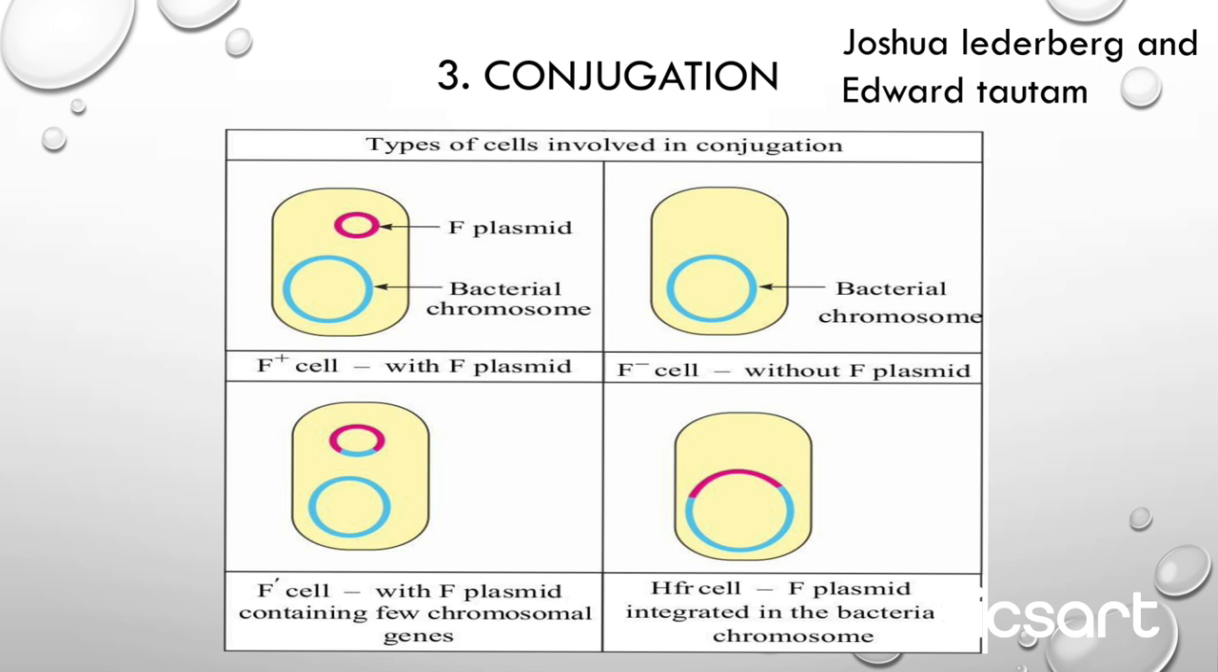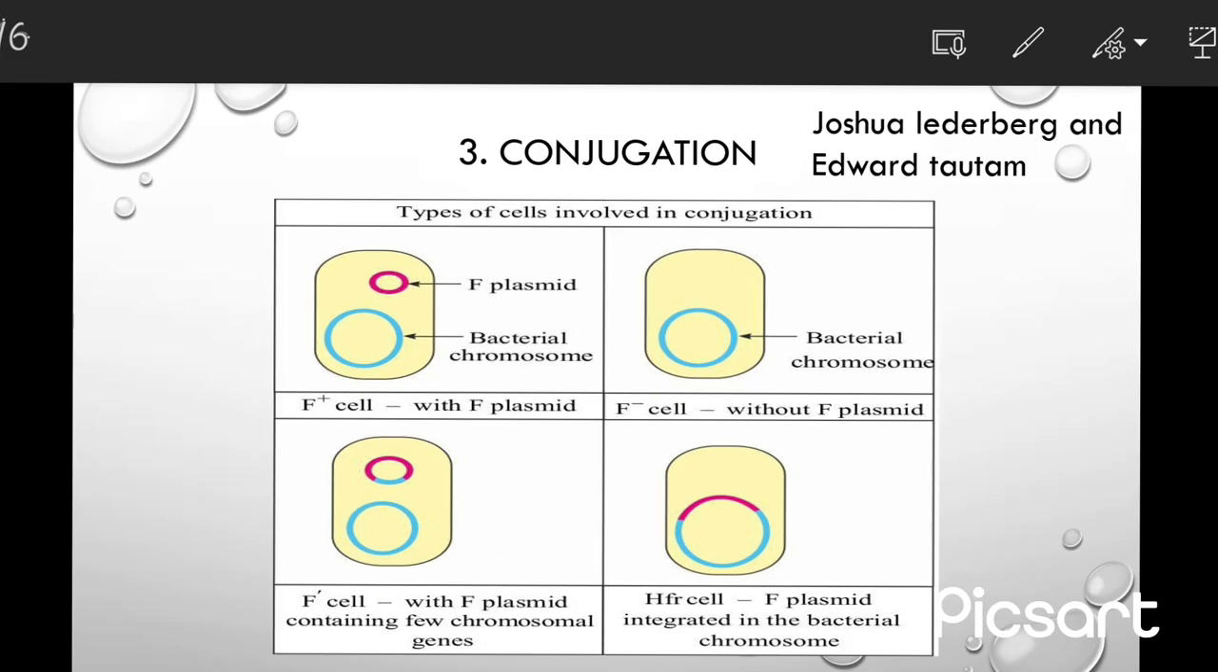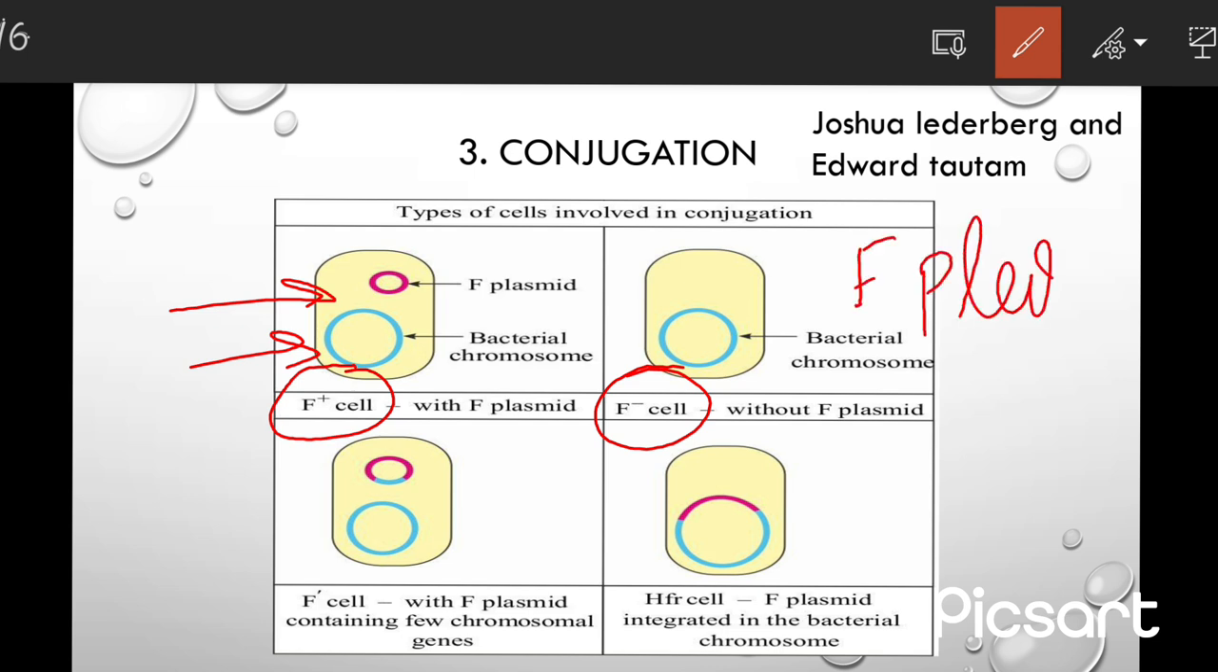Now let's see which types of cells are involved in conjugation. We already know that bacterial cells have bacterial chromosomes as well as the F plasmid as an extra replicating DNA molecule. Most of the time, conjugation is done by F plasmids. So there are four types of cells present in the conjugation process. First is the F plus cell, which has the bacterial chromosome as well as the F plasmid inside it. Second is the F minus cell, which lacks the F plasmid.